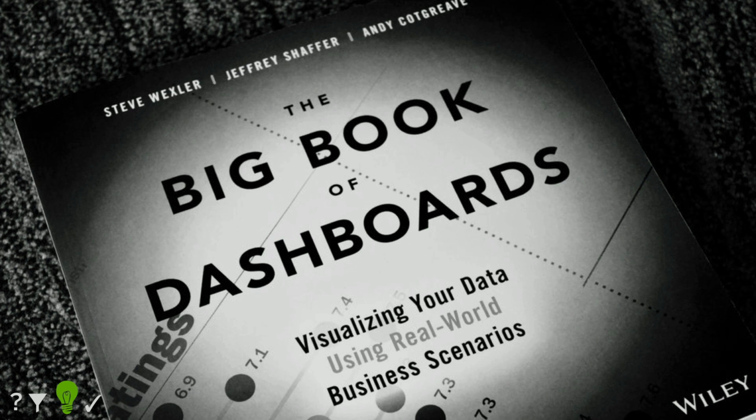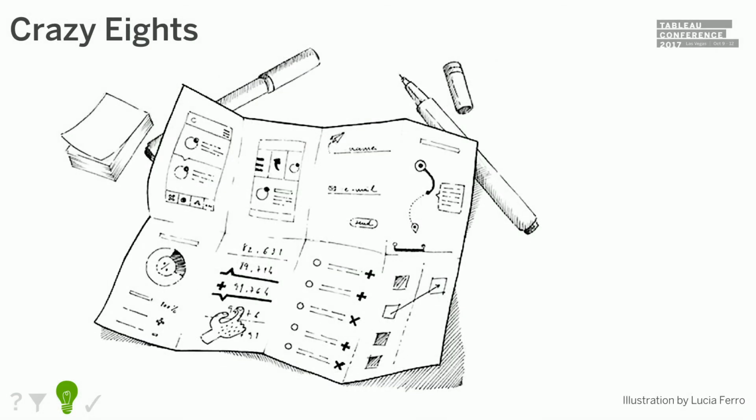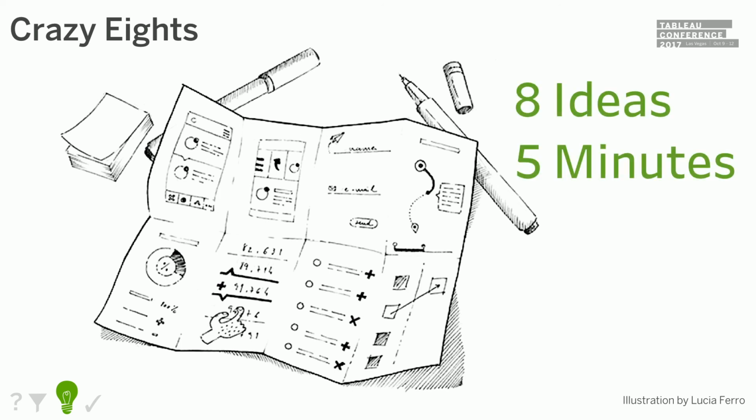So I'm going to talk about 2 other ideation techniques as well. The first one is called Crazy Eights. And what you're going to do in this technique is you're going to come up with 8 ideas in 5 minutes. Typically, on the design team at least, we actually do fold up papers like this and draw an idea on each one. And it's really fun.